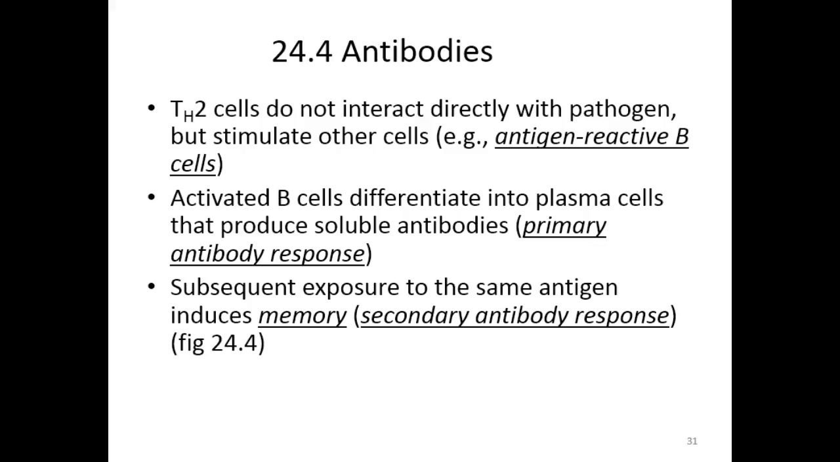So let's talk about what antibodies are, right? Antibodies are proteins that are made by B cells that have been stimulated by class 2 helper T cells through this antigen recognition event. They then differentiate into plasma cells that produce soluble versions of their receptors called immunoglobulins, and that's the primary antibody response.